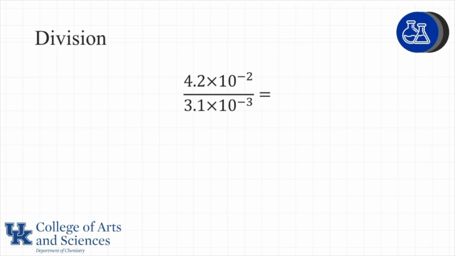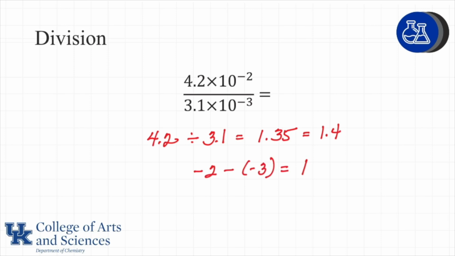For division, it's a very similar process, but we need to be very careful because this is where most students get in trouble with entering numbers in their calculator in scientific notation, and they don't enter it correctly, and then they get a really wrong answer. So when you're doing the math manually, you're going to take 4.2 divided by 3.1, and you get 1.35, and I've rounded that value.